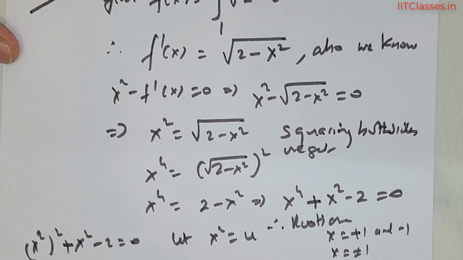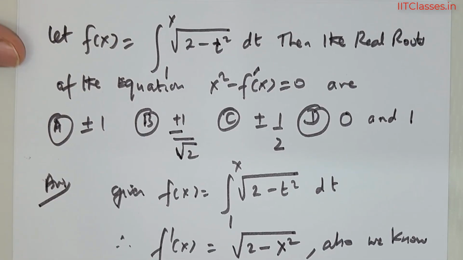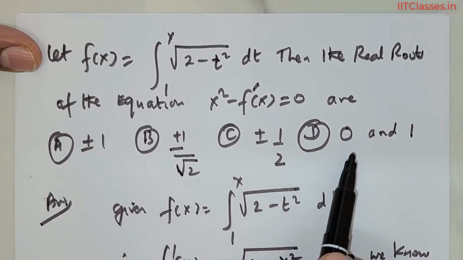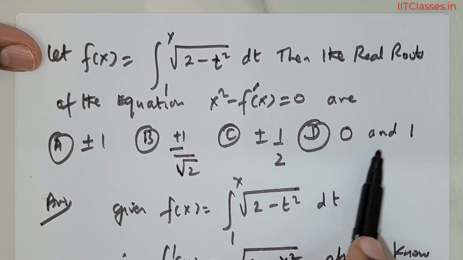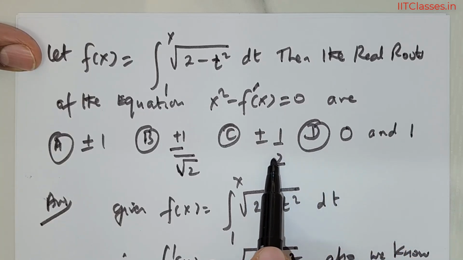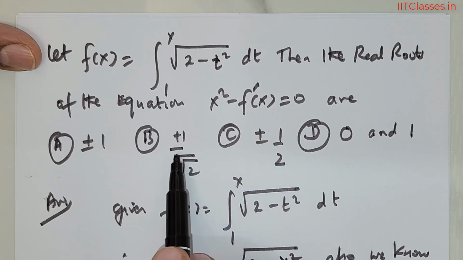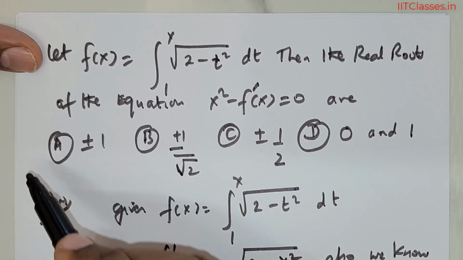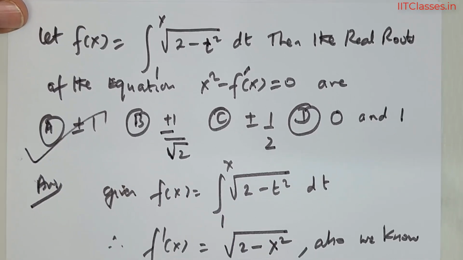So go back and see which of these correspond to the correct solution. Is it 0 and 1? Definitely no. Is it plus or minus 1 over 2? Definitely no. Is it plus or minus 1 over root 2? No. Is it plus or minus 1? Yes. So that is the correct solution.